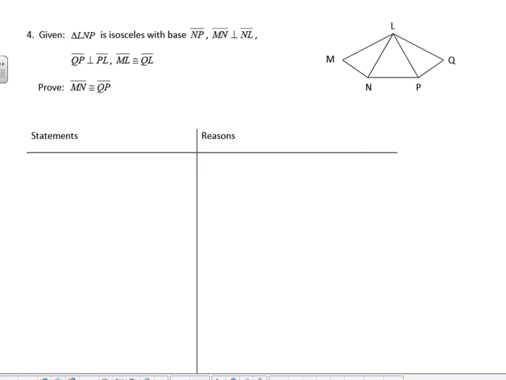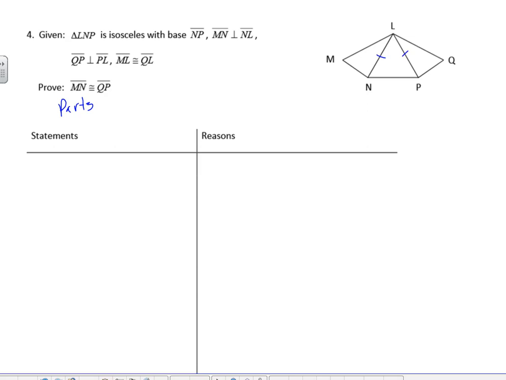Triangle LNP. Now, we're trying down here where it says MN is congruent to QP. So I see, first of all, that those are parts. And in my thinking, I probably need to prove the triangles congruent first. So let's see how we can get that. LNP is isosceles with base NP. Well, in an isosceles triangle, the legs are congruent. So those two sides would be congruent.